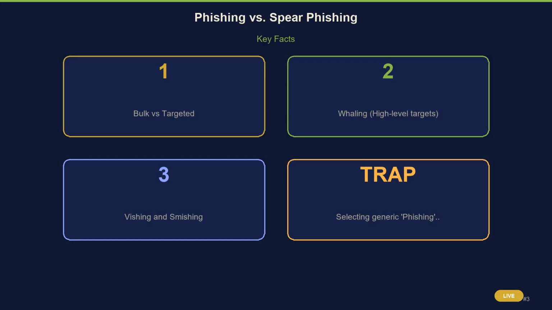Imagine a fisherman throwing a massive net into the ocean versus a hunter with a specialized harpoon aiming at one specific shark. Phishing is the net. It's generic, sent to millions, hoping one person clicks. Spearphishing is the harpoon. It uses your name, your job title, and maybe even mentions your boss.